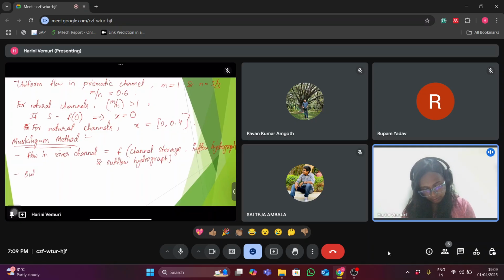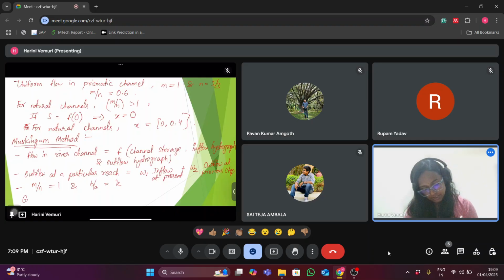Also, the outflow at a particular reach is equal to a weightage term W1 times inflow at the present time step plus W2 times outflow at the previous time step. In this method, we are assuming that m by n is equal to 1 and b by a is assumed as another constant k.